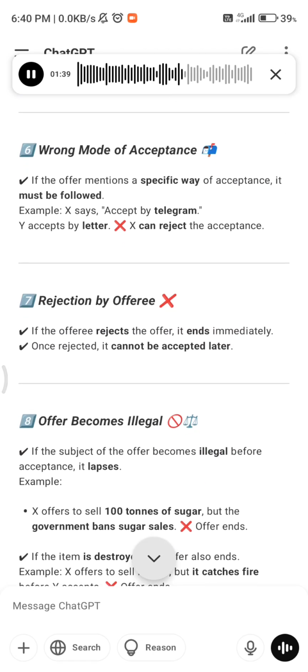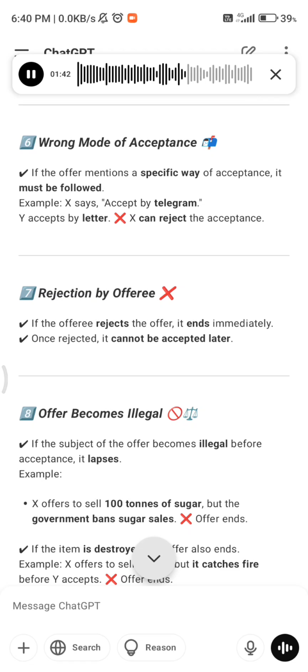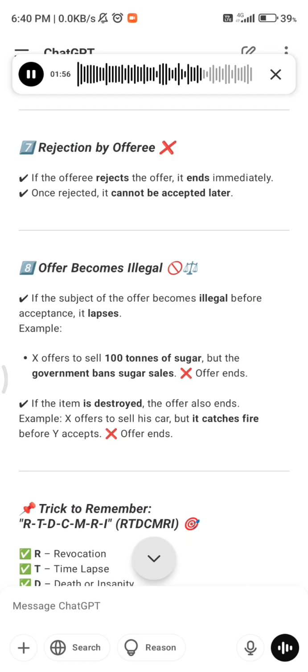6. Wrong mode of acceptance. If the offer mentions a specific way of acceptance, it must be followed. Example, X says, accept by telegram. Y accepts by letter. X can reject the acceptance. 7. Rejection by offeree. If the offeree rejects the offer, it ends immediately. Once rejected, it cannot be accepted later.